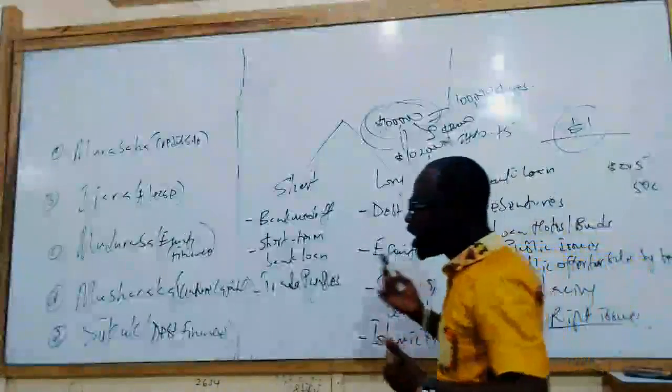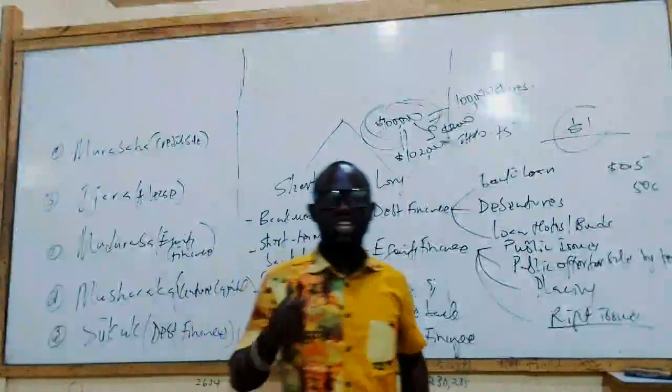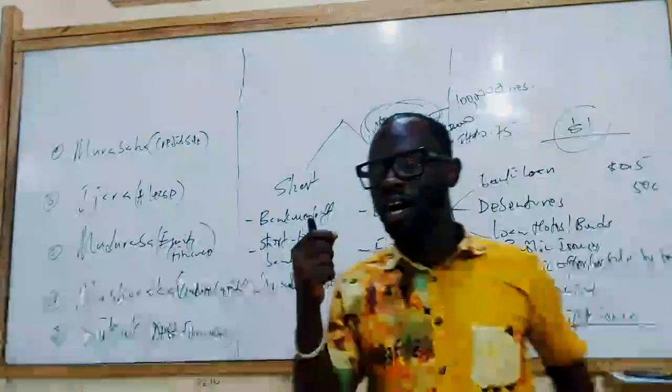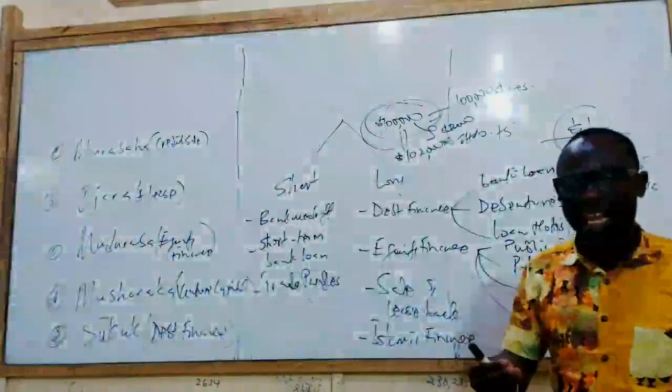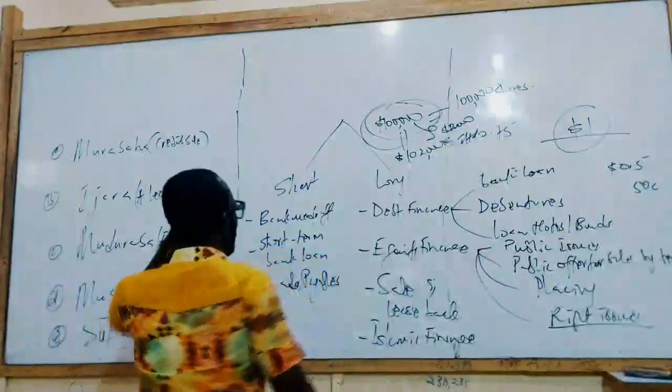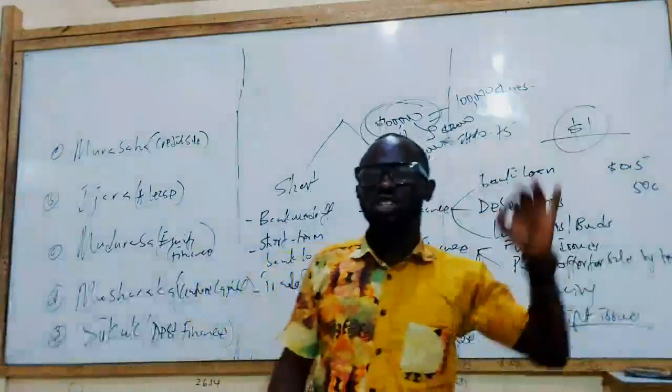So these are the 5 financial instruments available under Islamic finance. So what are we saying here? We are saying, where do we get the money from? Sources of finance.